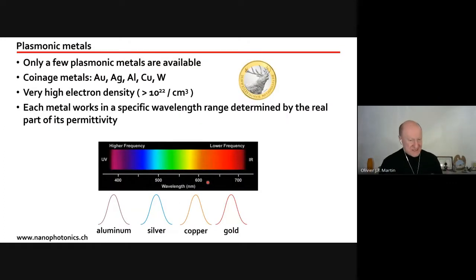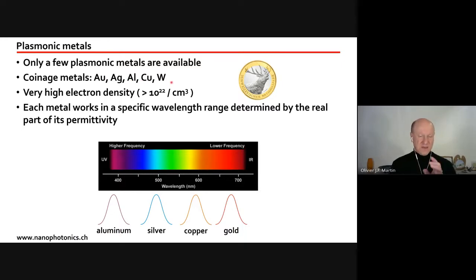So this works with silver and it works with a few other metals. But unfortunately, there are not many metals that are plasmonic metals. These metals actually have a very nice name. They're called coinage metals. Coinage comes from coin, because these are metals that have a strong interaction with light and that are often used for making coins. So we have gold, silver, aluminum, copper, tungsten.